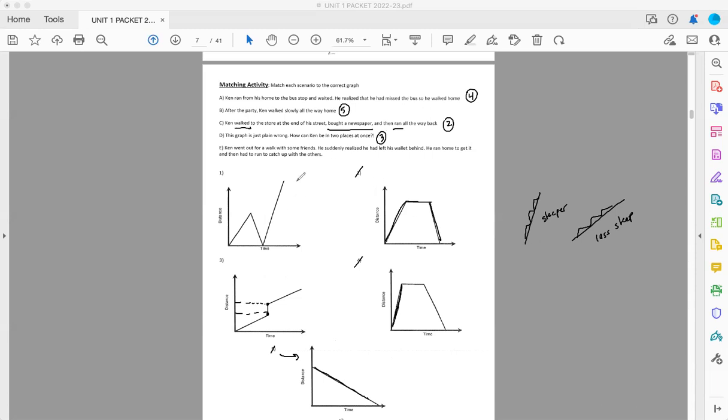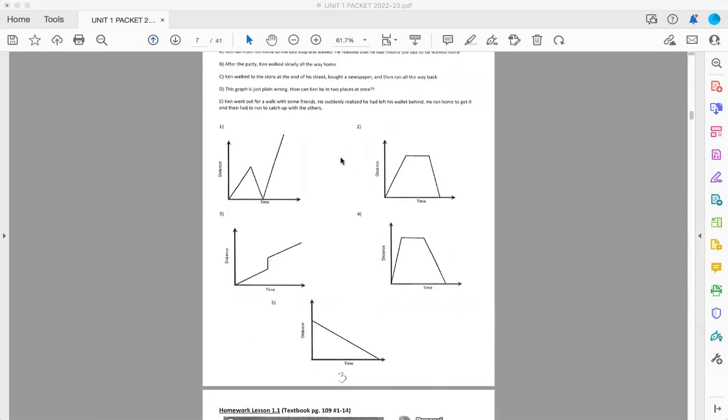Ken went out for a walk with some friends. He suddenly, so suddenly is an indicator that there's no period of stoppage. There's no flat area. And then he suddenly realized that he had left his wallet behind. He ran, so this is a little bit sharper slope, to home to get it. And then he got home, he got the wallet. And then he ran back to catch up with his friends. Okay, so these are the scenarios. So the last one is basically number 1. Please make sure you understand them, you understand why they are the way they are.